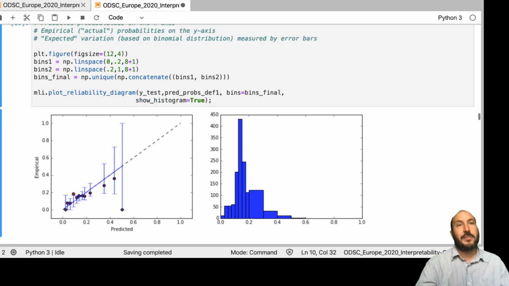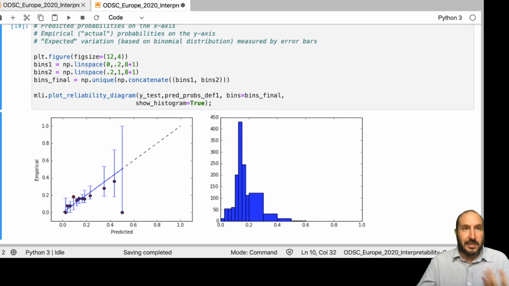So if we look at this reliability diagram, and if you've never looked at these, it's going to be hard to get a sense of it. Is this good? Is this bad? What am I looking for? But we're going to look at a few of them, and I think as you look at a few different ones, you'll start seeing different patterns.